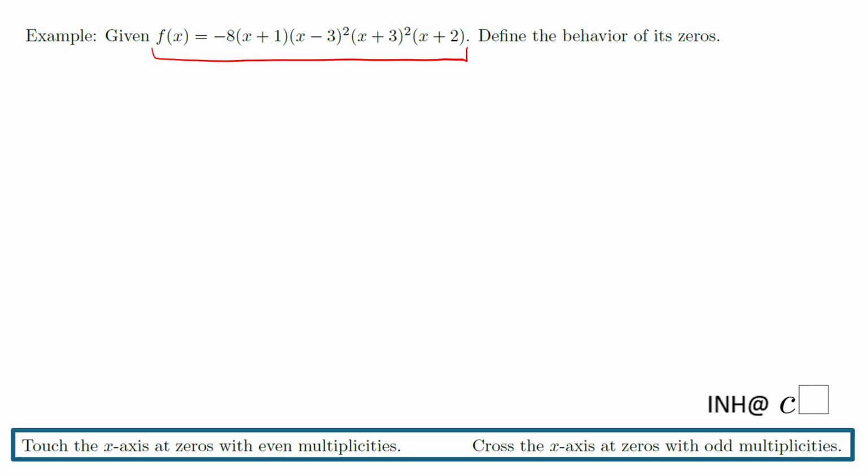So first of all, what do we mean by the zero of a function? The zeros of the function are those x's when the function is 0. So you see, I set up the function equal to 0. Basically, I'm ending up with this equation: negative 8 times the quantity x plus 1, times the quantity x minus 3, don't forget the square, times the quantity x plus 3, also squared, and the last thing, x plus 2, equals 0. So we need to solve this equation, right?